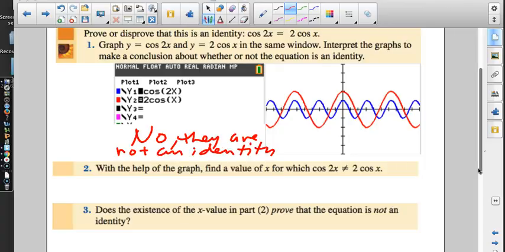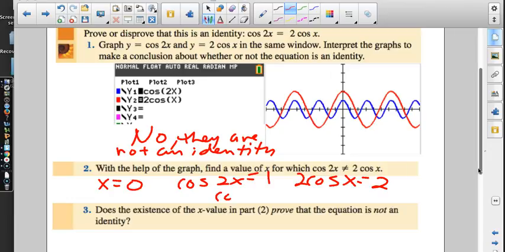So we certainly wouldn't try to prove that. They're not going to work. With the help of the graph, find a value of x where they're not equal to each other. Well, right here it's 0. They're not equal to each other. X equals 0. It's not going to work because the cosine of 2x, they did that one in blue, is 1. And 2 cosine of x is up here at 2. So they're not the same.